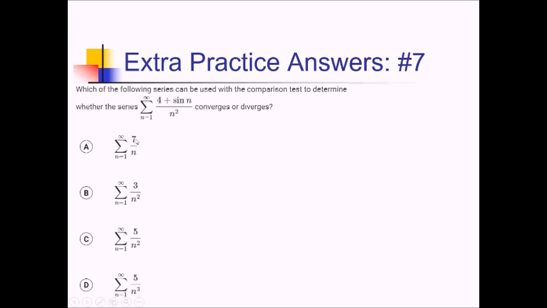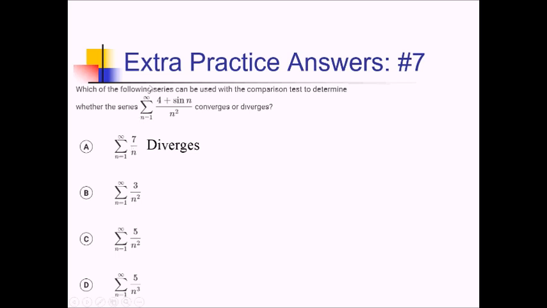7 over n, this is going to be a divergent one. If you take a 7 out of there, you've really just got 1 over n, which is the harmonic series. So this diverges. So in order to use direct comparison, we would need to show that the original series is greater than this series. Is that the case?